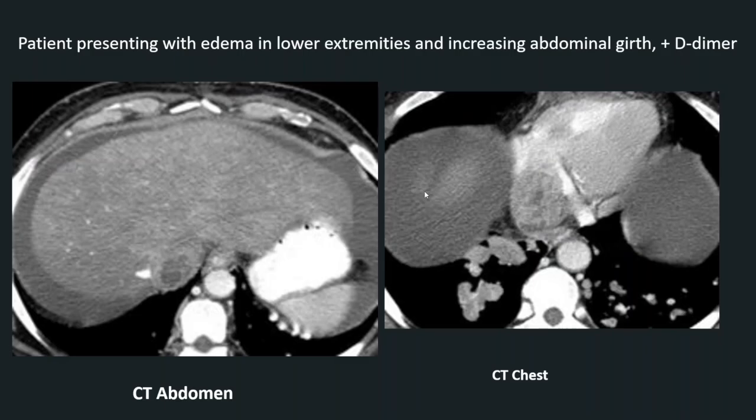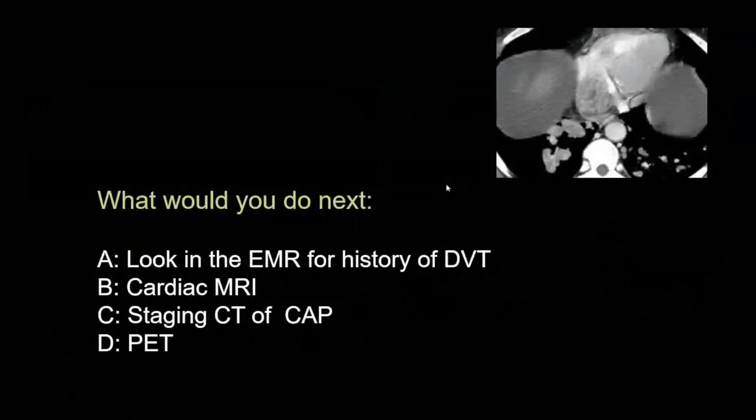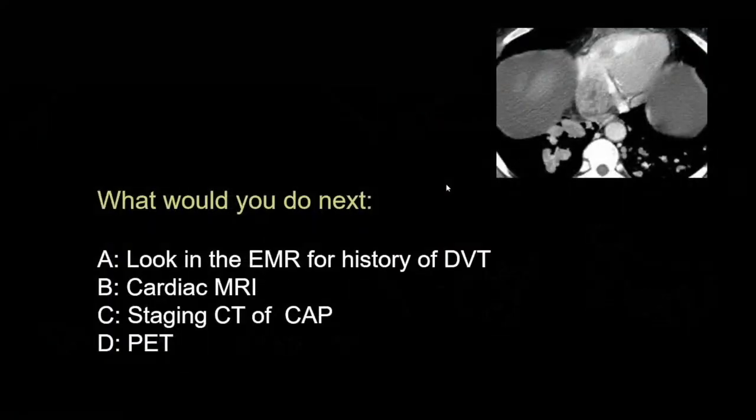This is a CT chest and a CT abdomen in a patient who was presenting with edema in lower extremities and increasing abdominal girth. Presented to the ED, and as you can see, the first thing that you would usually do is do a PE study, and we followed that up with a CT abdomen also. Based on these two images, what do you think should be the next step?